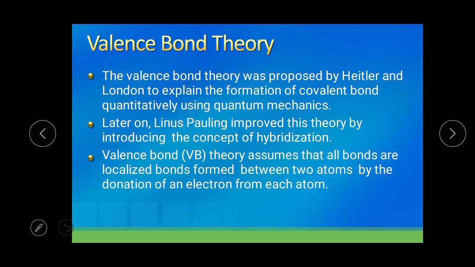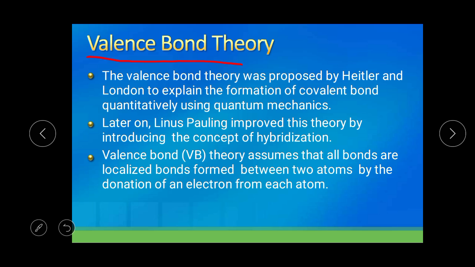In last class, we discussed the VSEPR theory, that is valence shell electron pair repulsion theory. There we have seen some limitations. It cannot explain the type of bond in some compounds. So another theory came. This is known as valence bond theory, VB theory.